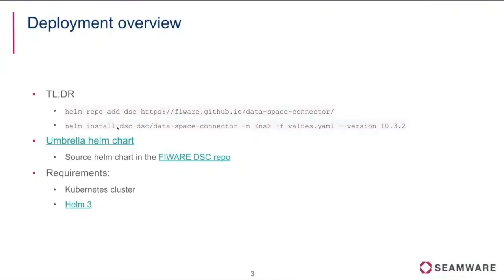Okay, so you can install, upgrade, whatever you want with the typical Helm commands. Here we are going to see examples based on version 10.3.2 of the Data Space Connector. It is the latest version, at least as of yesterday. And the requirements are the typical ones for a Helm chart. So you need a Kubernetes cluster and you also need Helm.